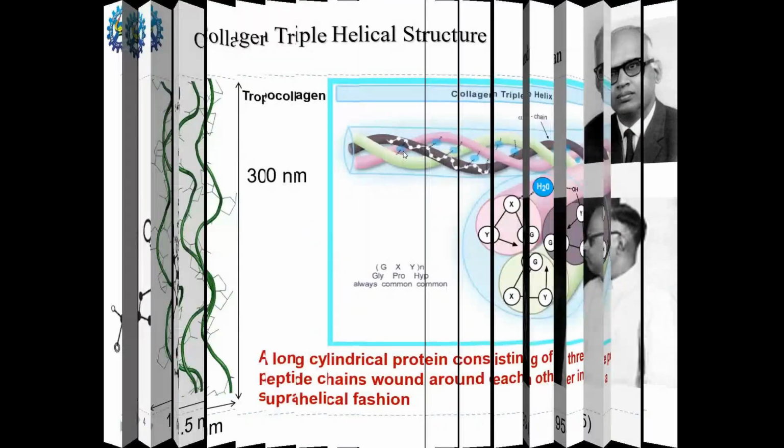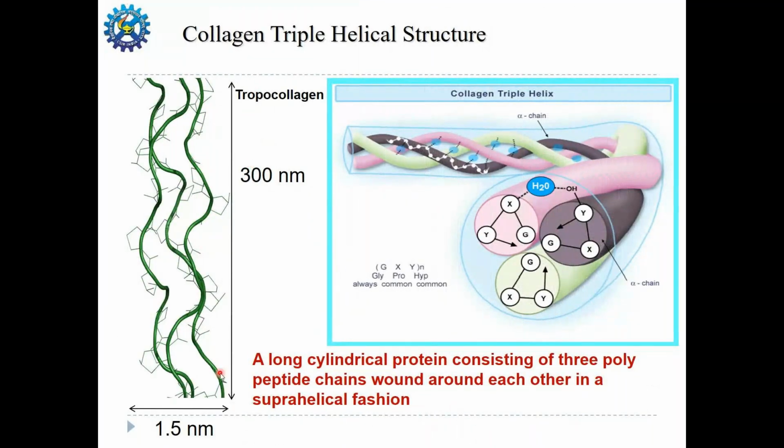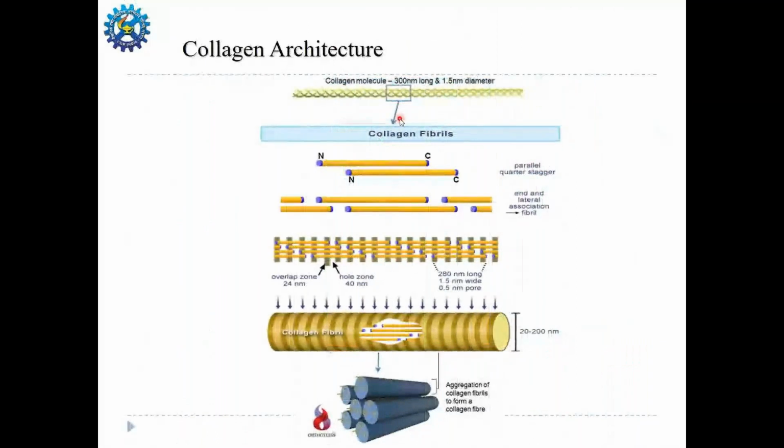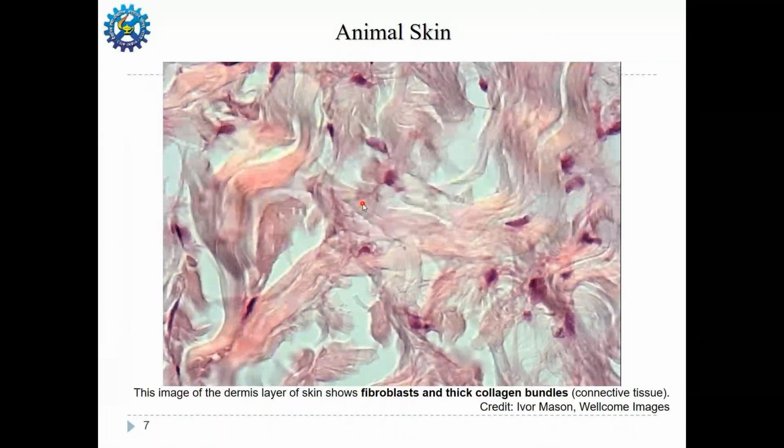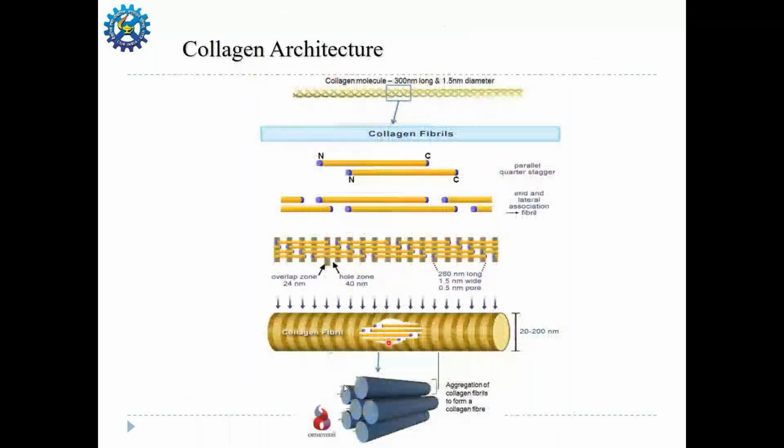The structure has about 300 nanometer length and about 1.5 nanometer diameter, and there are 3 strands. Each of these molecules is arranged in a linear and lateral arrangement to form a fibril and then fibers and fiber bundles, which make up animal skin in a randomly woven manner. So each of these bundles is made up of strands like these, and these are the individual molecules.